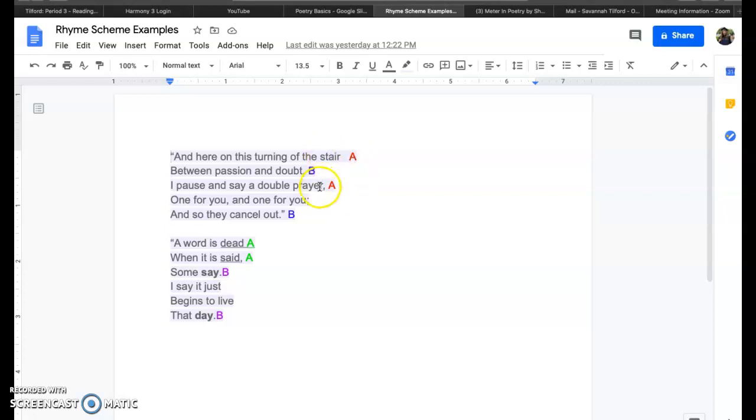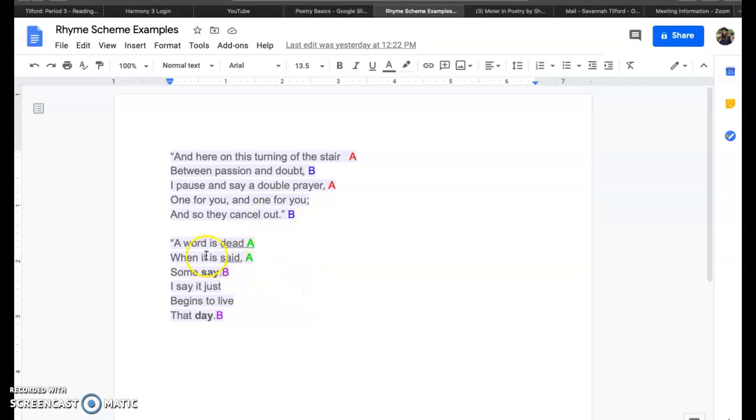So, stair and prayer, they match, so those are our two A's. Doubt and out match, and those are our two B's. So our rhyme scheme pattern is A, B, A, B. So the two B's match and the two A's match, essentially. And it's easier to find these patterns when there's a rhyme at the end of the sentence. So stair and prayer match, doubt and out match. And it can be a little bit more difficult when we get into the other rhyme scheme types.